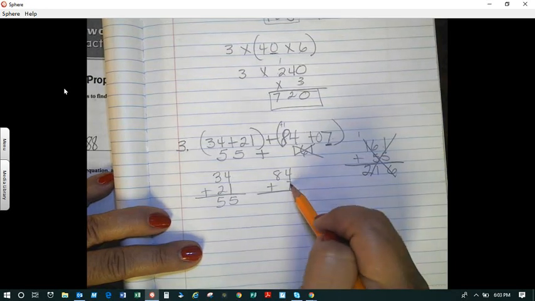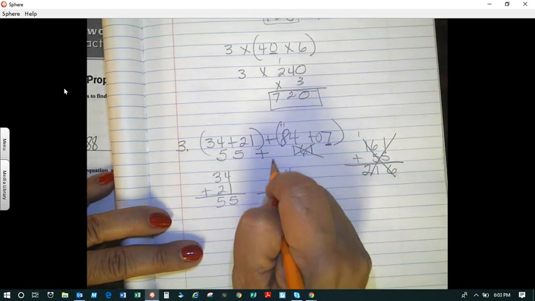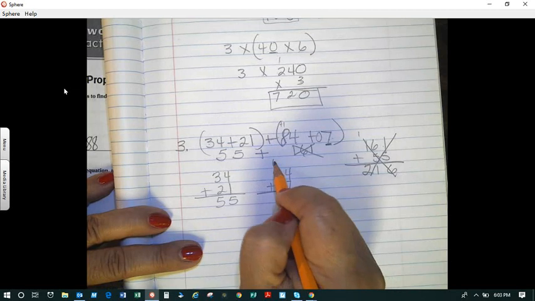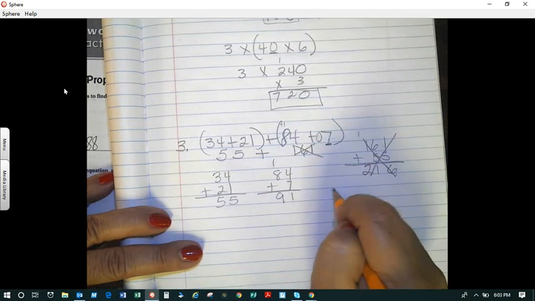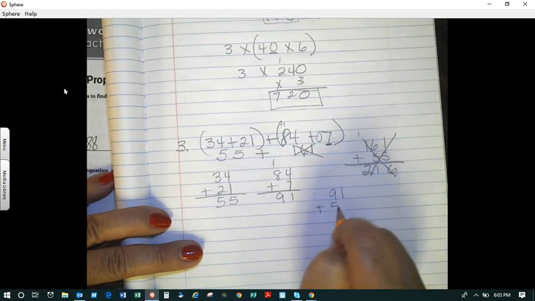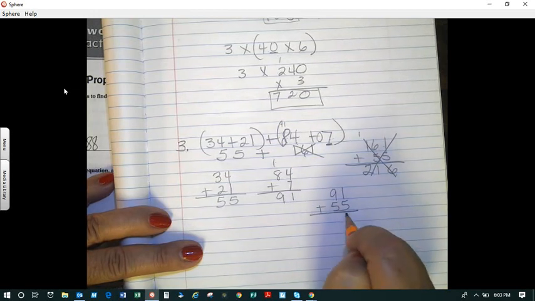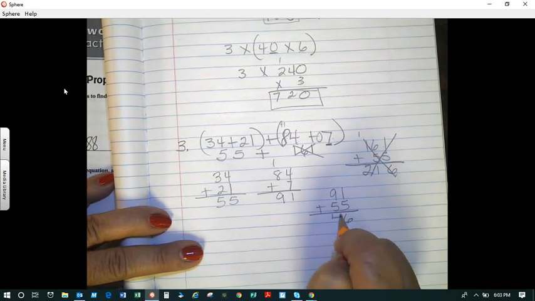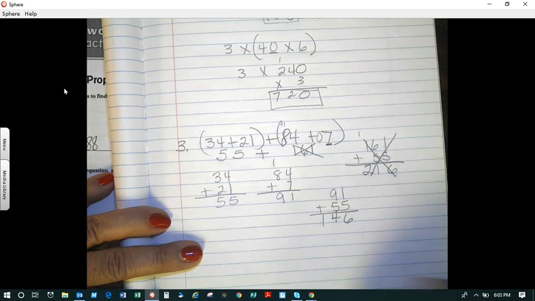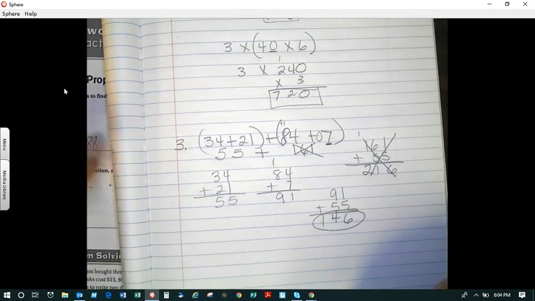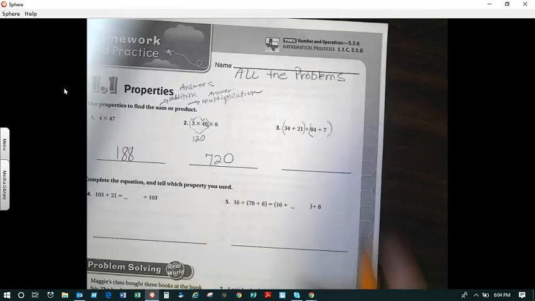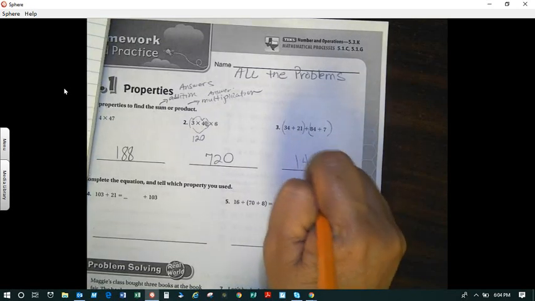So 7 plus 4 is 11. I carry my 1. 8 plus 1 equals 9. And then I'm going to have my 91 plus my 55. And this gives me 6. And then my answer is 146. I knew it was too big. So great job. So if you caught it, way to go. So it's 146.